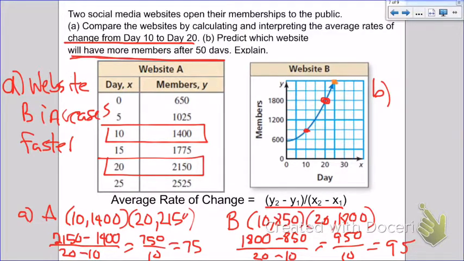If we look at the end here, we see that at day 25, this one's at about 2400. This one is at 25, so they're about the same, but which one increases more? Website B increases a lot faster. So which website will have more members? B, because it is increasing faster.